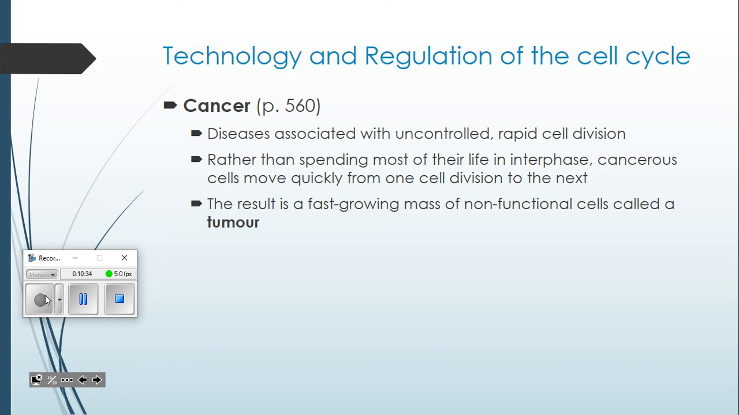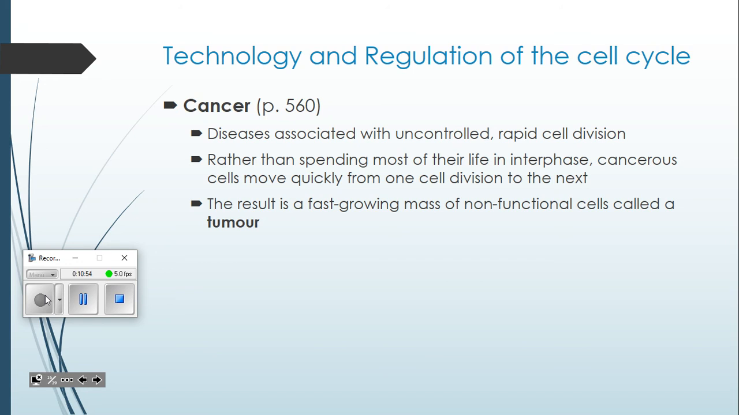Cancer isn't really one thing, it's a group of diseases that are all associated with uncontrolled rapid cell division. So normally there needs to be a stimulus telling the cell when to do it, and in a lot of cases the cell is circumventing that or moving too quickly.